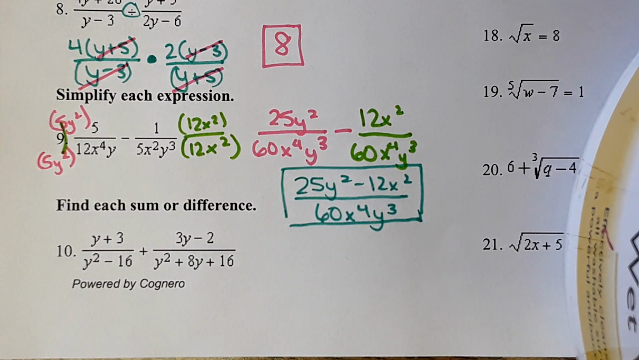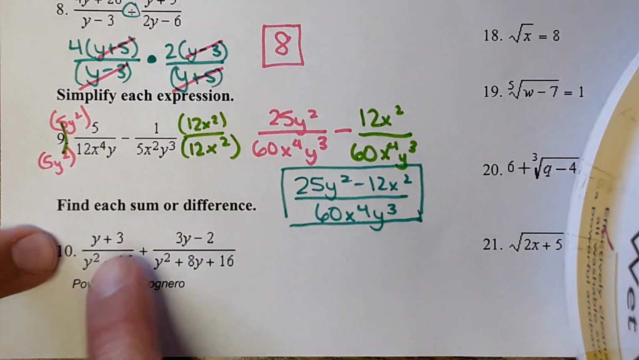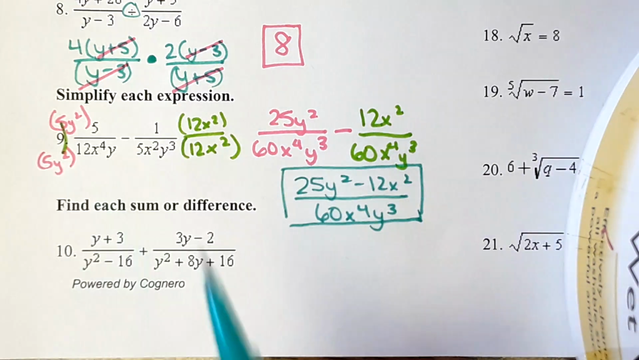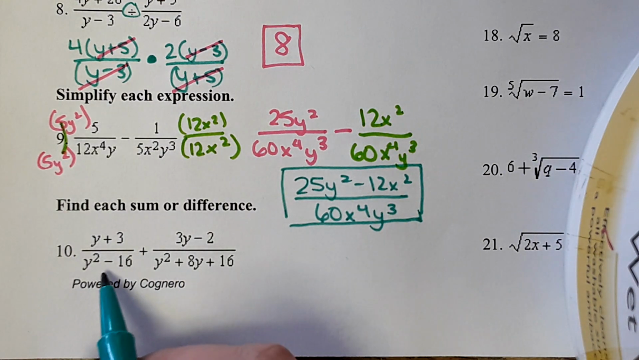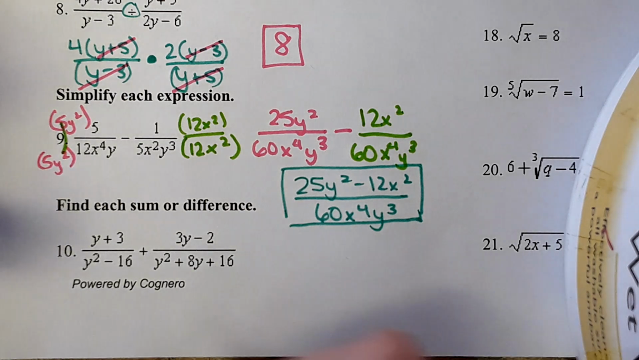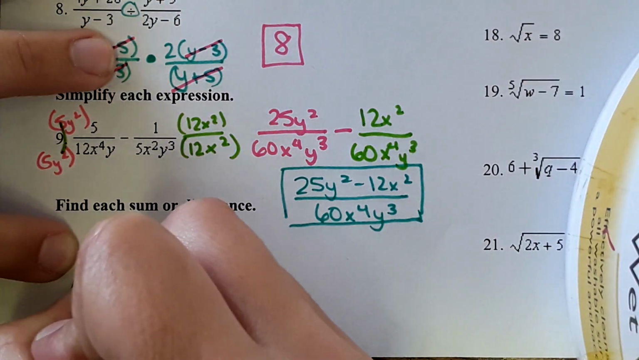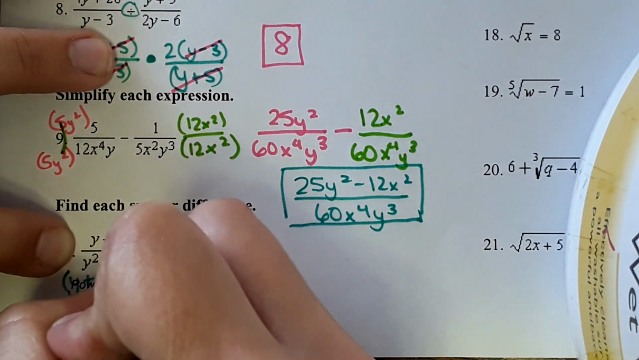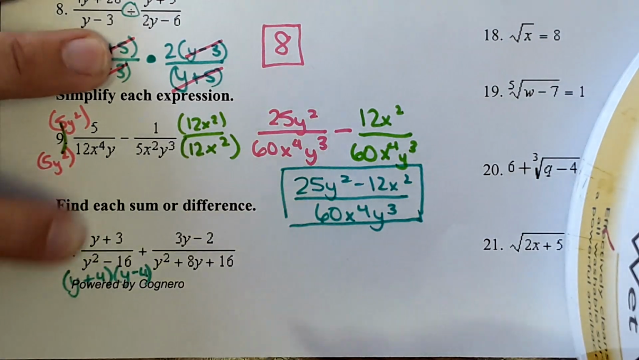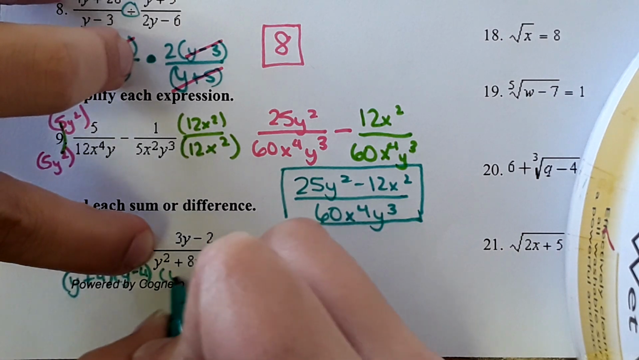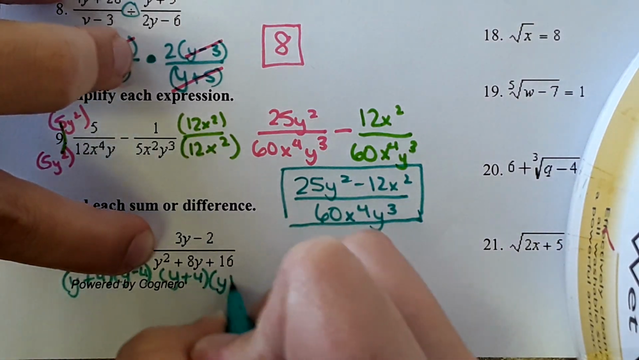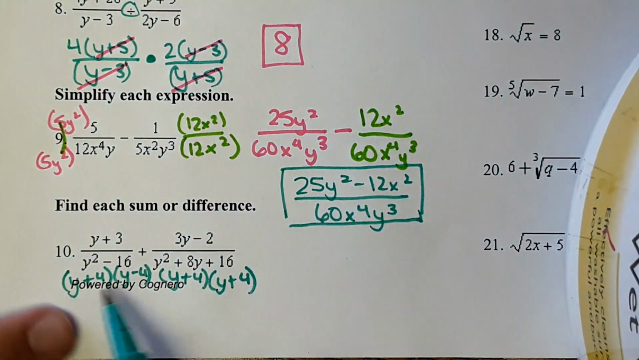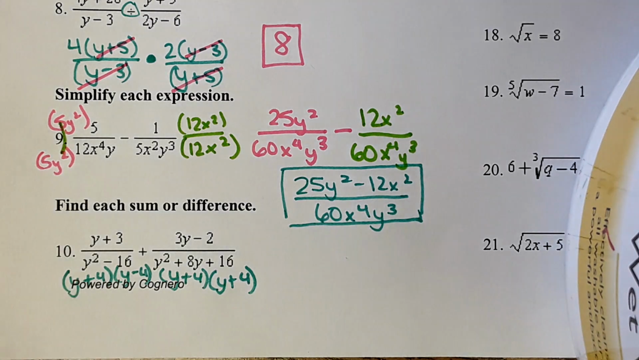Number 10 is the same idea. You need a common denominator to add these two fractions. So first things first, I'm going to break these up into factors to see how in common or not in common these are. So y squared minus 16 would be y plus 4, y minus 4. And then over here, this would be y plus 4, y plus 4. These are similar, but they're not the exact same.